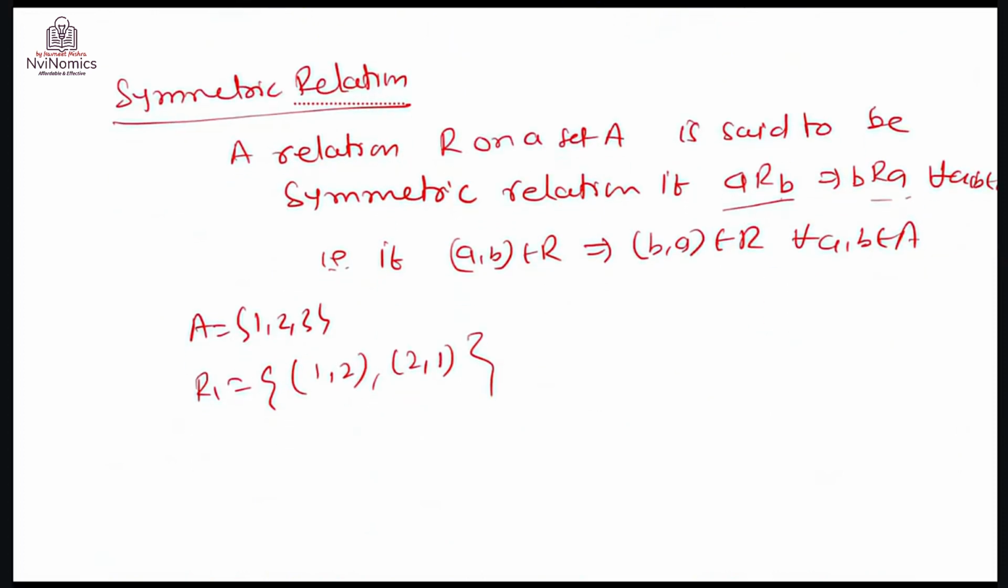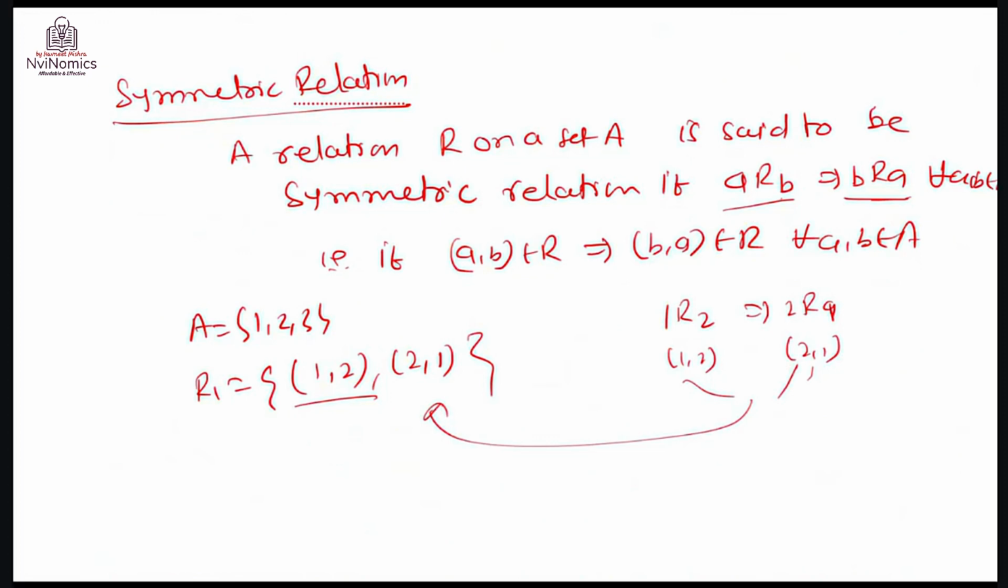So here we can see 1 is related to 2. Then 2 should also be related to 1. It implies that 2 is related to 1. So in ordered pairs, देखो ये दोनों एलिमेंट कंटेंट हैं इसमें. So we don't talk about others because other elements are not here, so this is going to be symmetric.